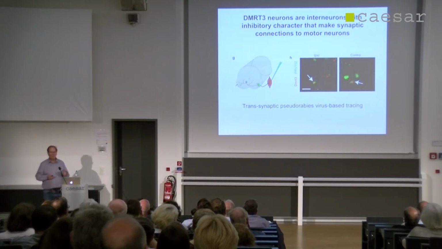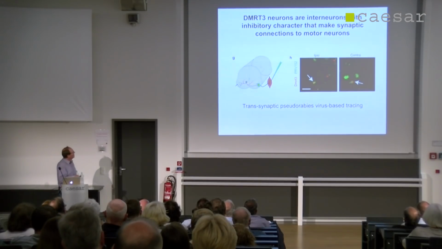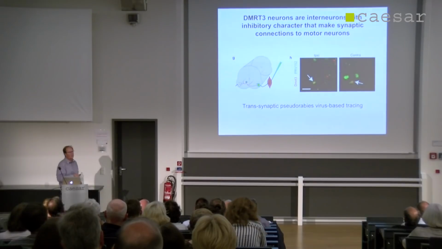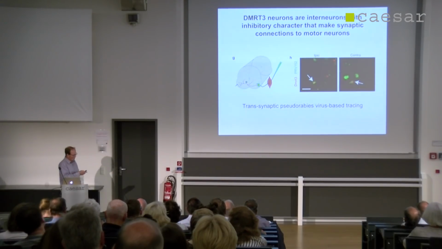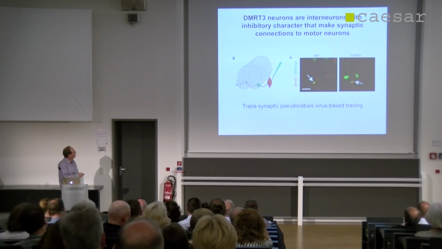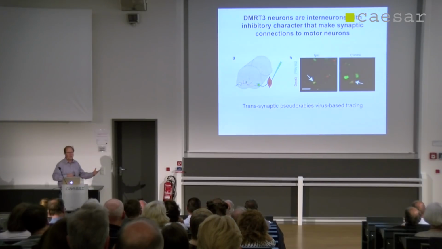And not only that, but what we were able to show in this study was that these neurons are interneurons, that means that they connect the left and the right side, and they make direct connections with the motor neurons that are, of course, controlling the contraction of muscle.